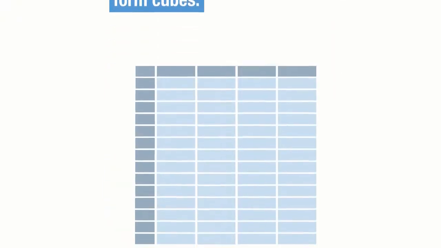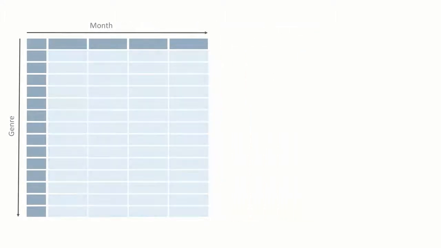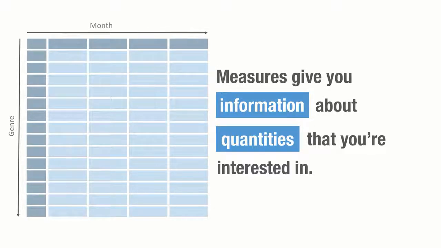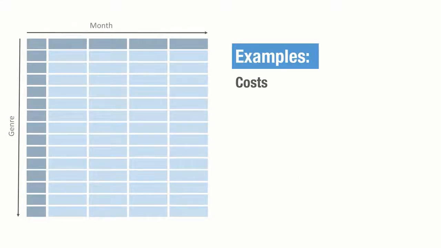A two-dimensional spreadsheet is also quite easy to imagine. For example, suppose you're tracking monthly sales in the columns and genre sales in the rows. That's two dimensions, one for time and one for genre. Sales is something called a measure. Measures give you information about quantities that you're interested in. In this example, it's sales. You're interested in knowing what the current sales numbers are for the time and genre dimensions. Other examples of measures are cost, quantity, or duration.